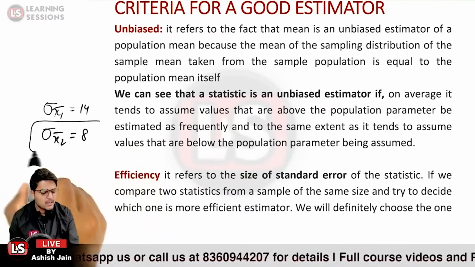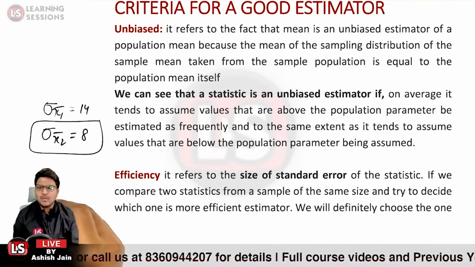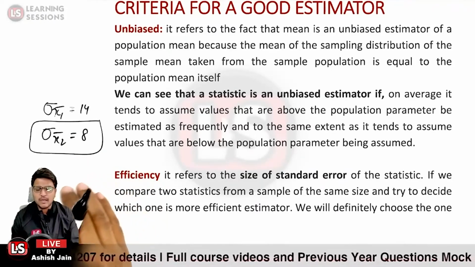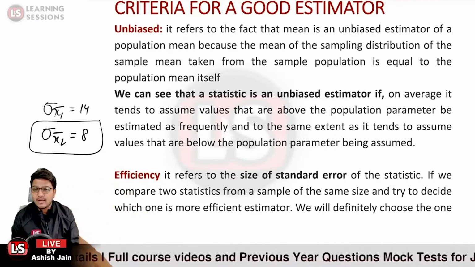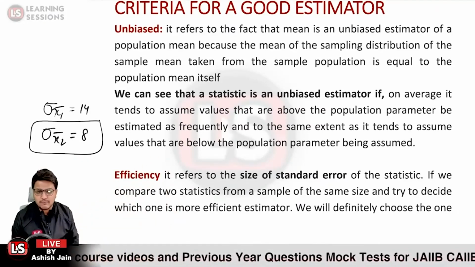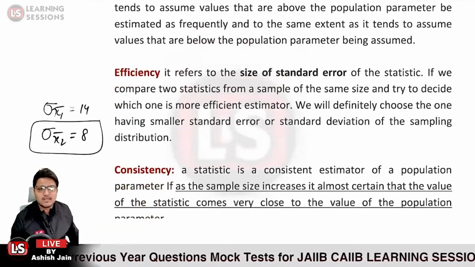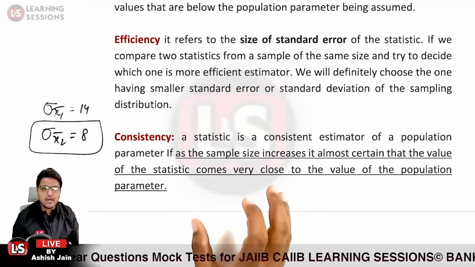Definitely where I'm having the lesser standard error, that would be much more helpful and much more efficient, because in that way I'm having lesser errors when I compare the sample to the population itself. Okay, so that's related to what? That's related to the efficiency. Next, it is related to the consistency. That is the same thing that we have already learned.